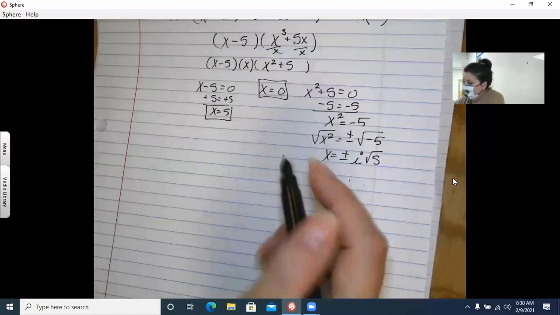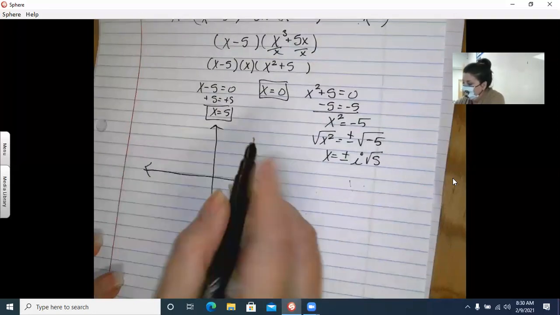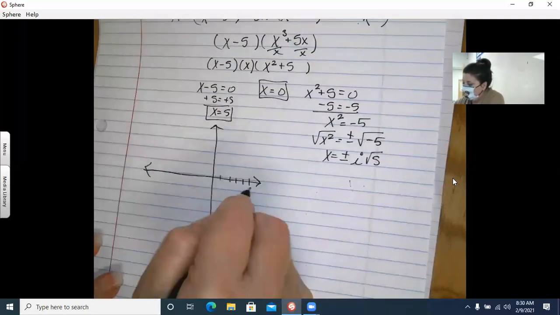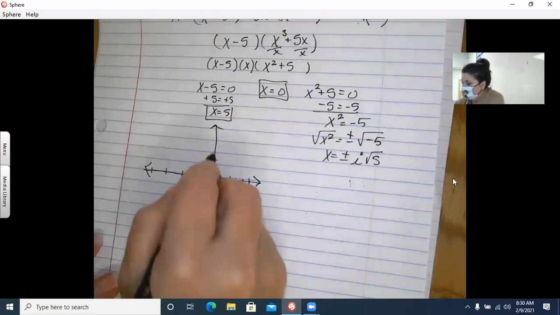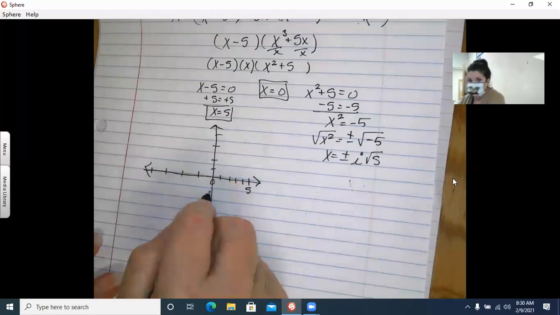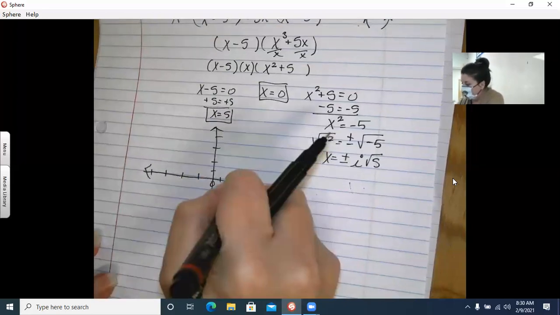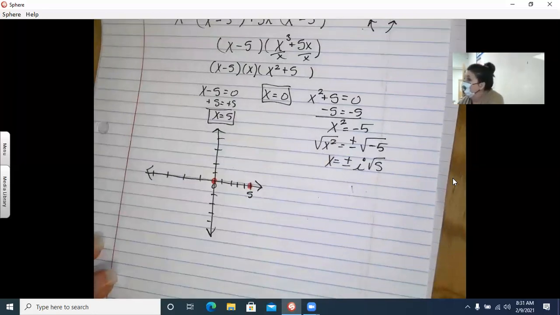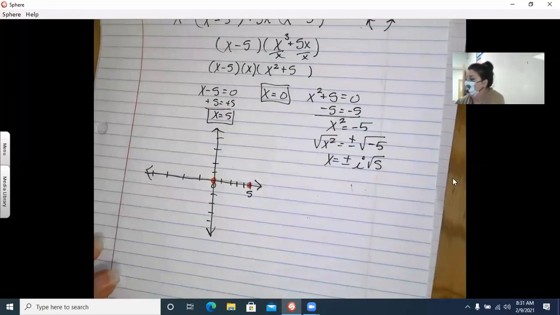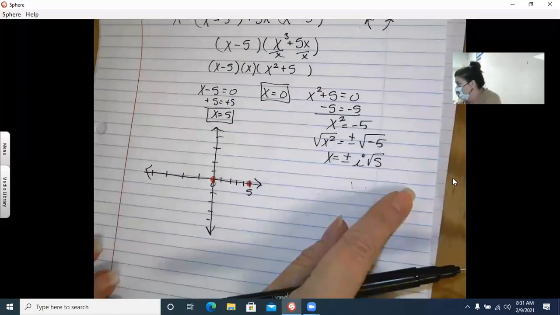So the only x-intercepts I'm going to have are at positive 5 and at 0. And we know the y-intercept was at 0. I'll write about the imaginary solutions in a minute. Okay? So we have 4 solutions, but your x-intercepts only come from the real solutions. Any imaginary solutions, they're not x-intercepts.